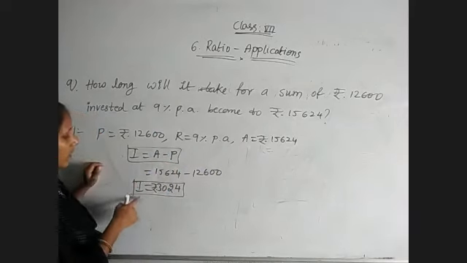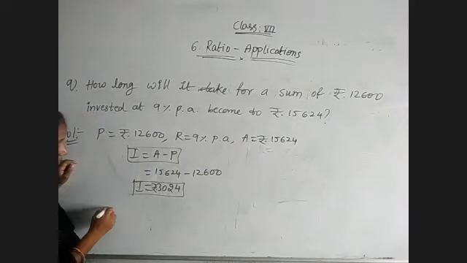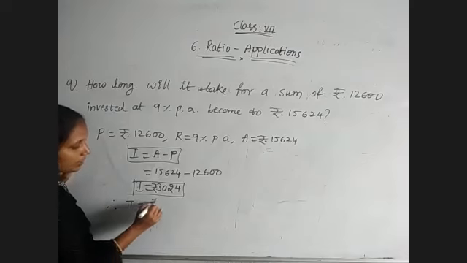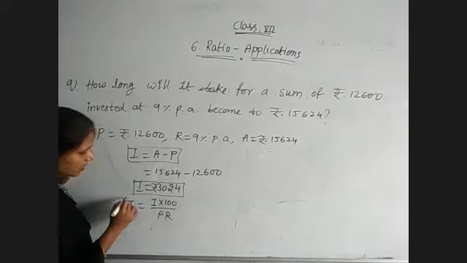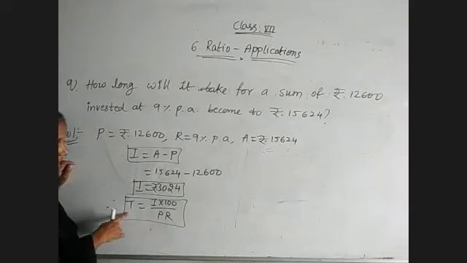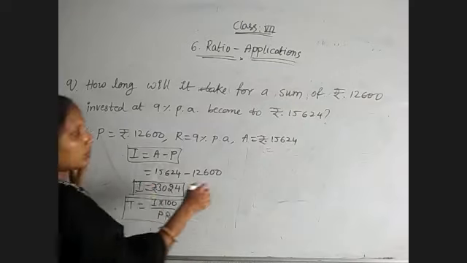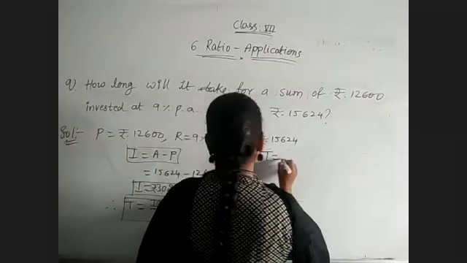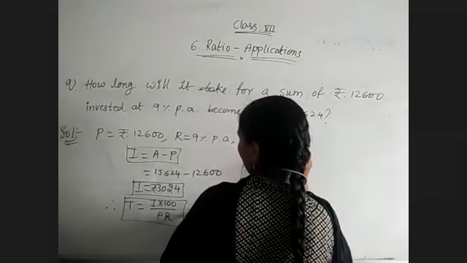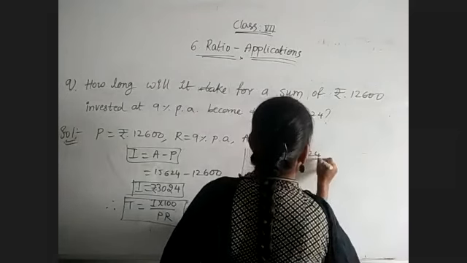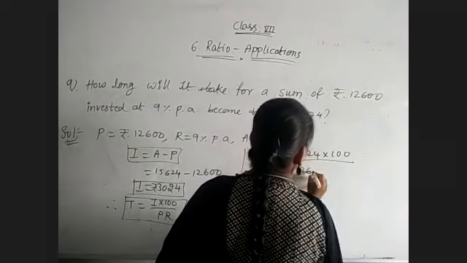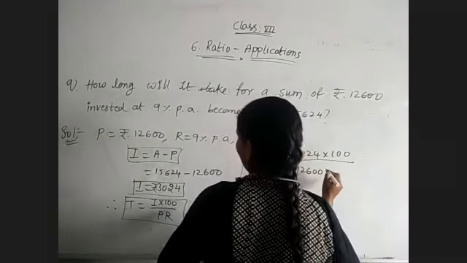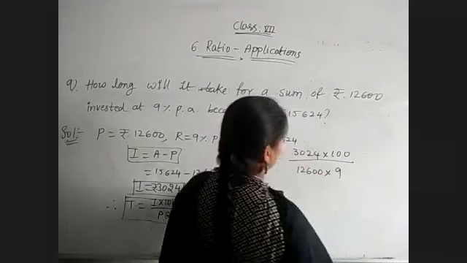Okay. Now we have I, P and R. Therefore T will be equal to, we have the formula I into 100 by PR. We got this formula from I equal to PTR by 100 only. So T is equal to I value 3,024 into 100 divided by P value 12,600 into R value 9.